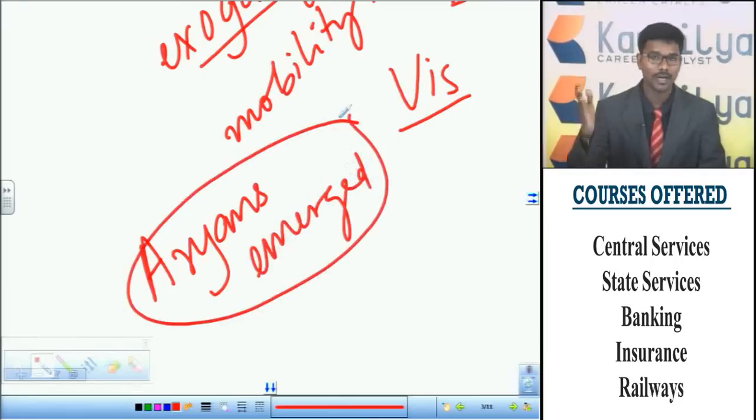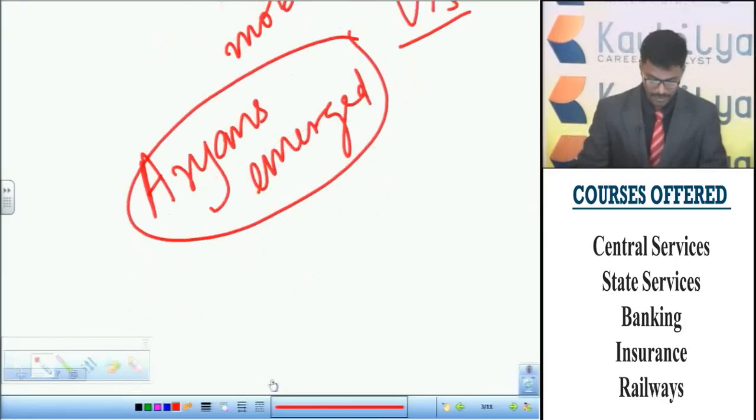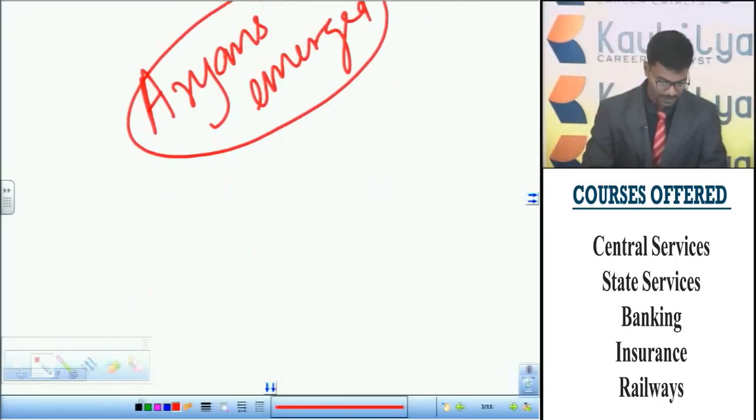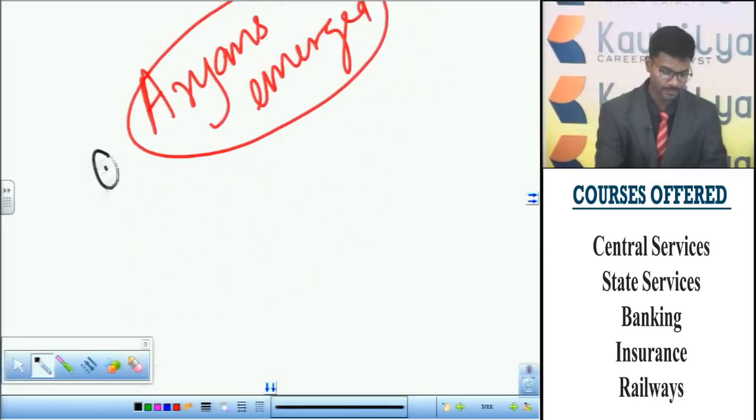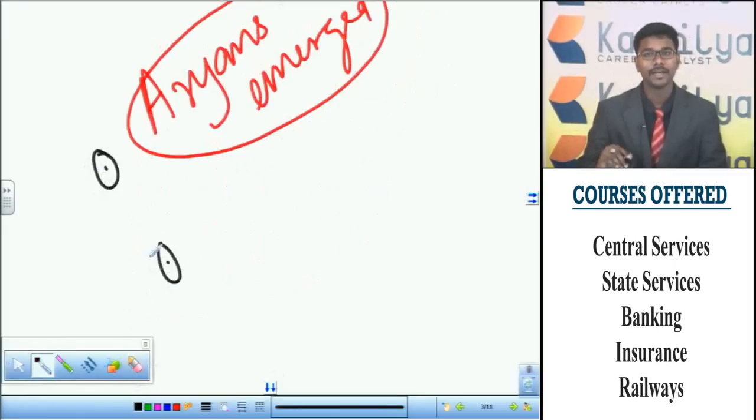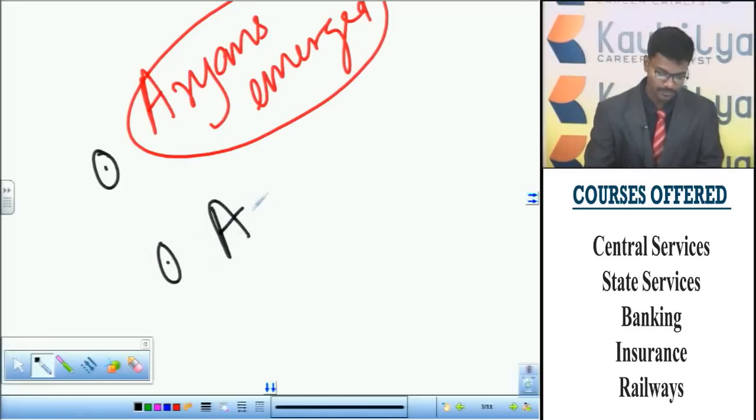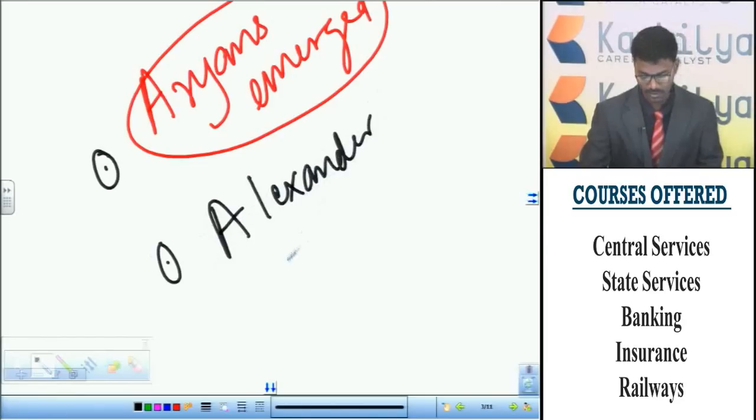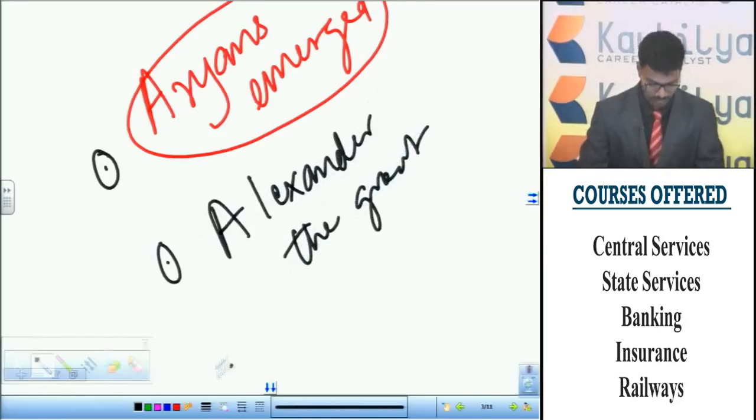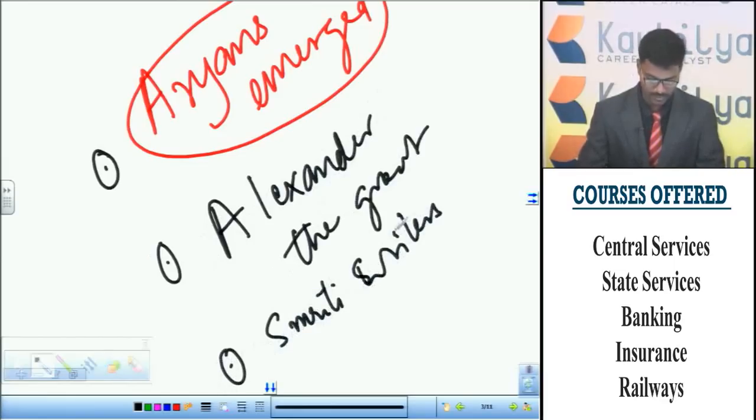I am talking about the early Vedic period and ancient India as a whole. Okay, Aryans, because in this I will give you one typical reason which you might not be knowing. Aryans one, and then it is the invasion of Alexander the Great. This is what I was talking about. Next, it is the Smriti writers. Fine. So the invasion of Alexander the Great.